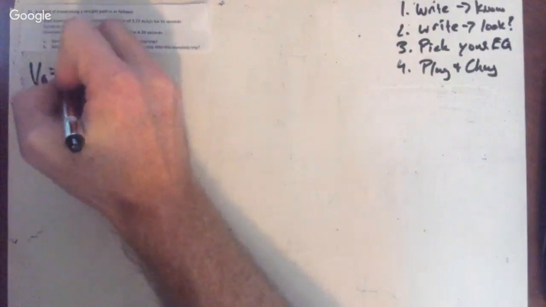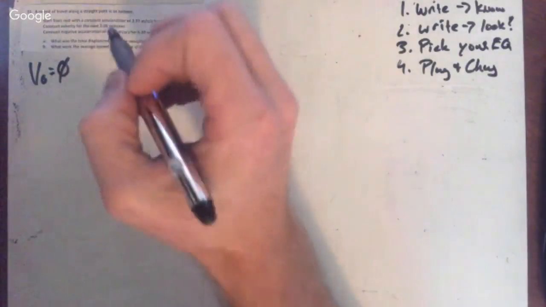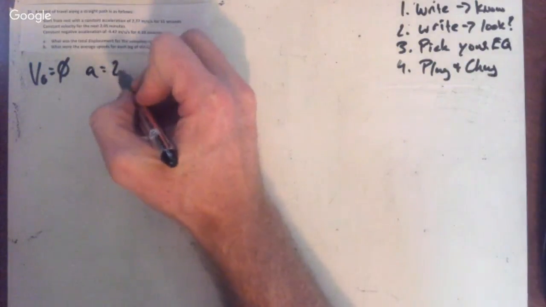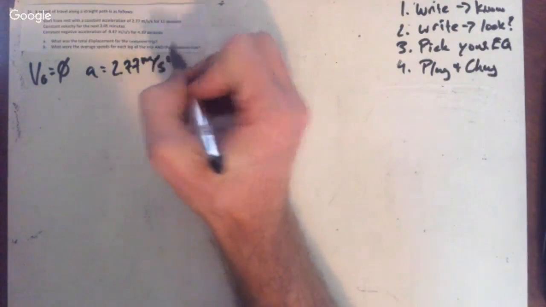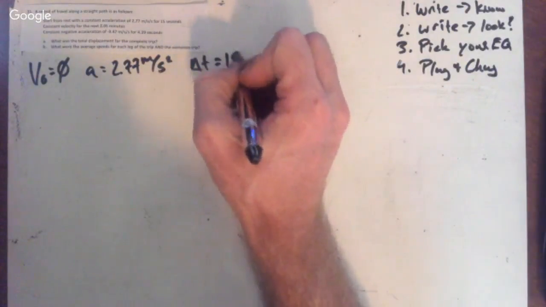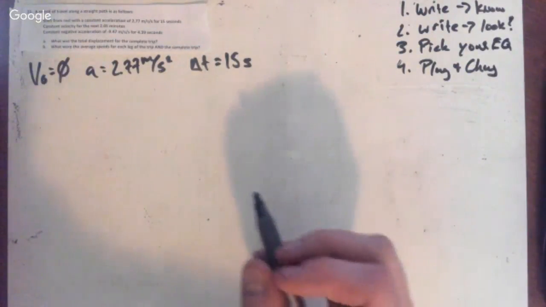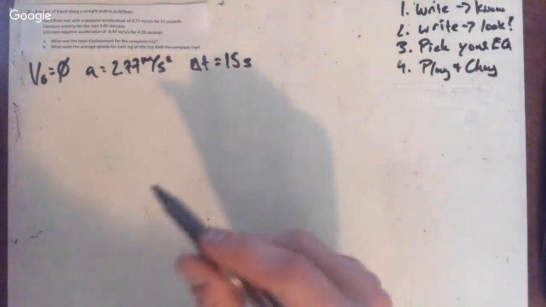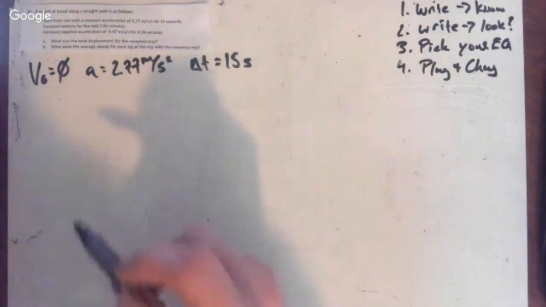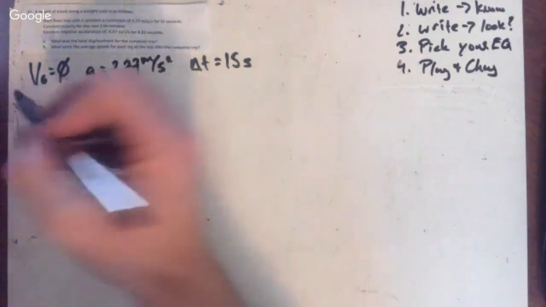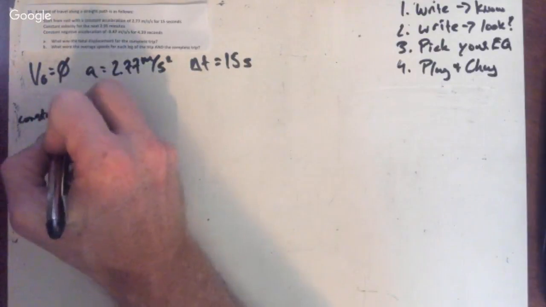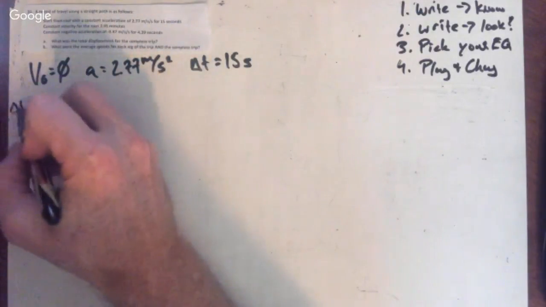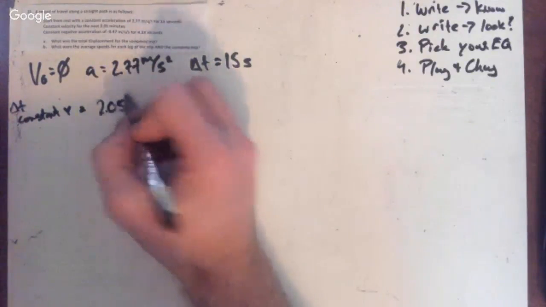Okay. There we go. A record of travel along a straight path is as follows. Start from rest, v0 equals 0, with a constant acceleration of 2.77 meters per second squared for 15 seconds. Constant velocity for the next 2.5 minutes. Everybody see that? We've been talking about seconds, but this one gave us minutes. Then constant v for delta t of constant v for 2.05 minutes.